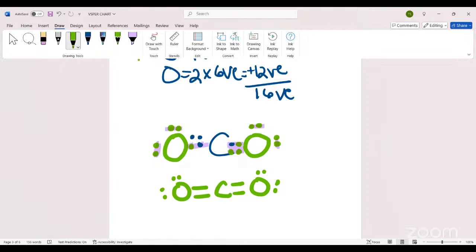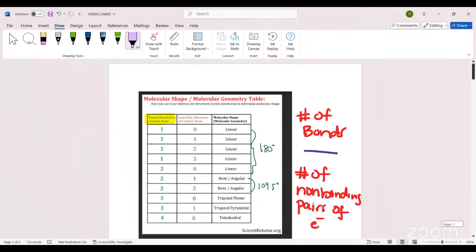So when we actually go in and see how many elements are popping off of the carbon in the middle, there are 2. You don't count double bonds as double. There are only 2. So there are 2 bonds coming off of carbon, this oxygen and this oxygen. There are 0 non-bonding pairs of electrons. So 2 and 0, let's go back up to our chart to see what shape we've got. Right here, 2, 0 tells us this is a linear shape.